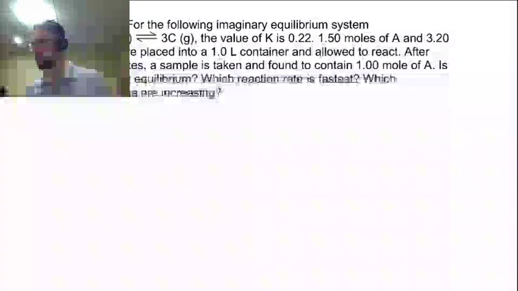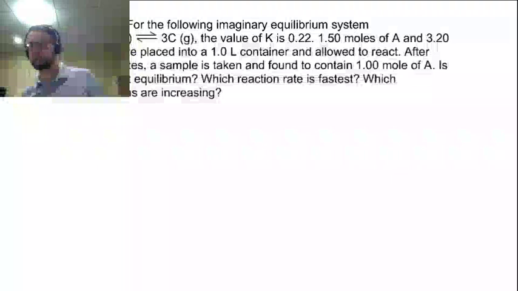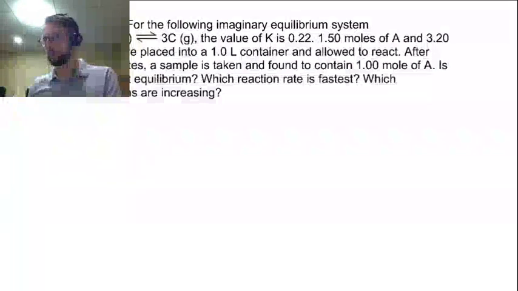Okay, so for the following imaginary equilibrium system, we have A, B, and C, and the value of K is blah. If you've got this many and this many in a container and they're allowed to react, after several minutes a sample is taken and it's found that the container contains 1 mole of A. Is the system at equilibrium? Which reaction rate is fastest? Which concentrations are increasing? Okay, these are all very exciting questions.